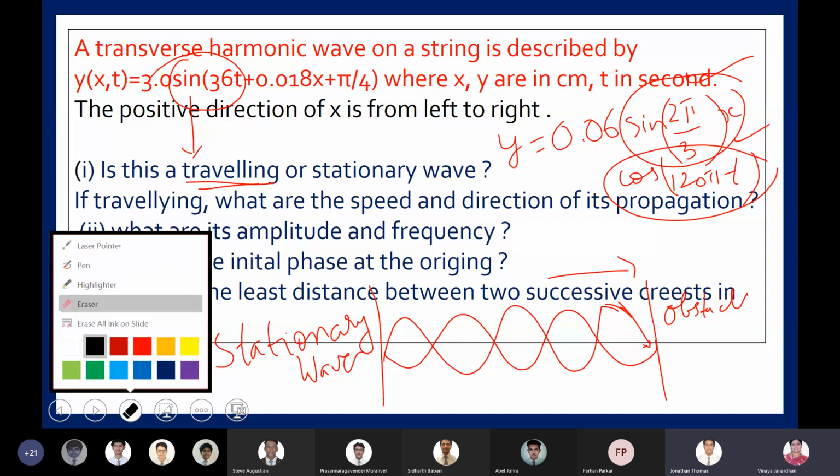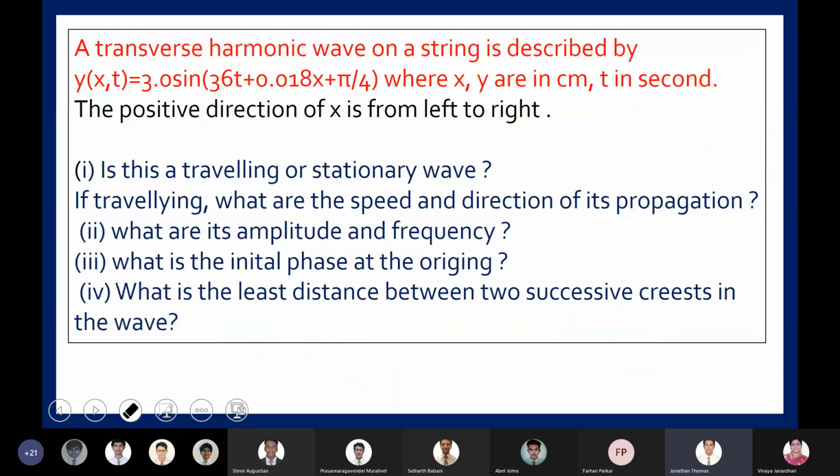Ma'am, so the two functions have to be multiplied with each other? Yeah, that is how a stationary wave is represented. Since we have not gone for the derivation part, that's not included in your syllabus, we just started with what stationary waves are. So that's the reason we haven't derived an expression for it. Okay?